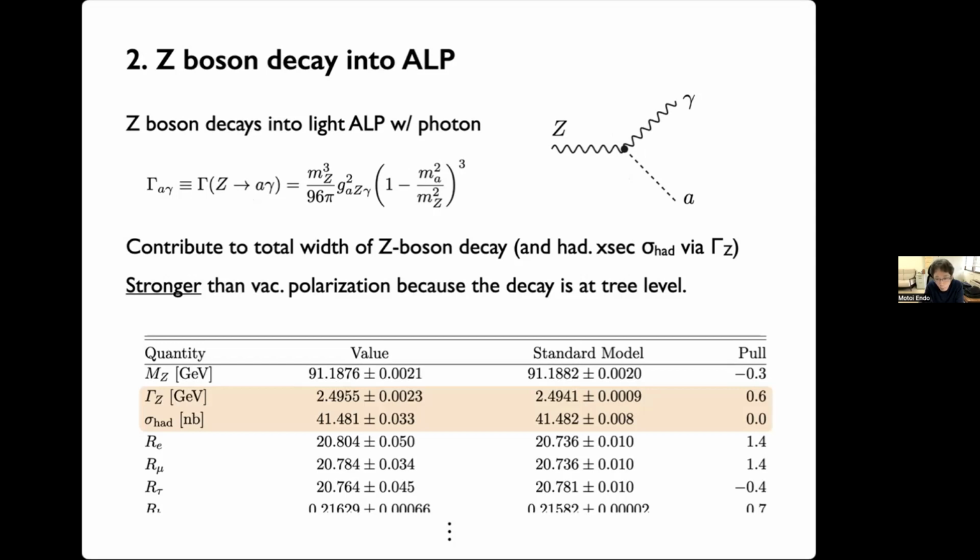The important point is that this decay proceeds at tree level. On the other hand, the ALP contribution to vacuum polarization happens at one-loop level. So the effect of this tree-level decay is stronger, and it has a large impact on the electroweak precision observables.